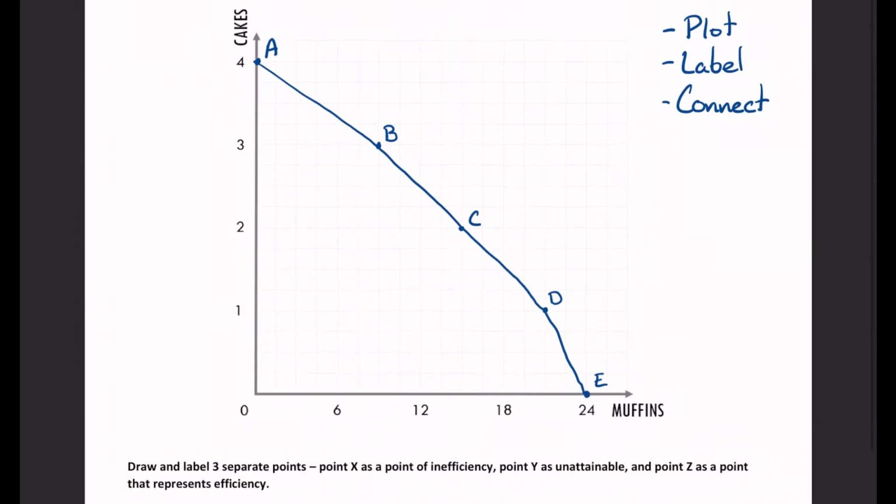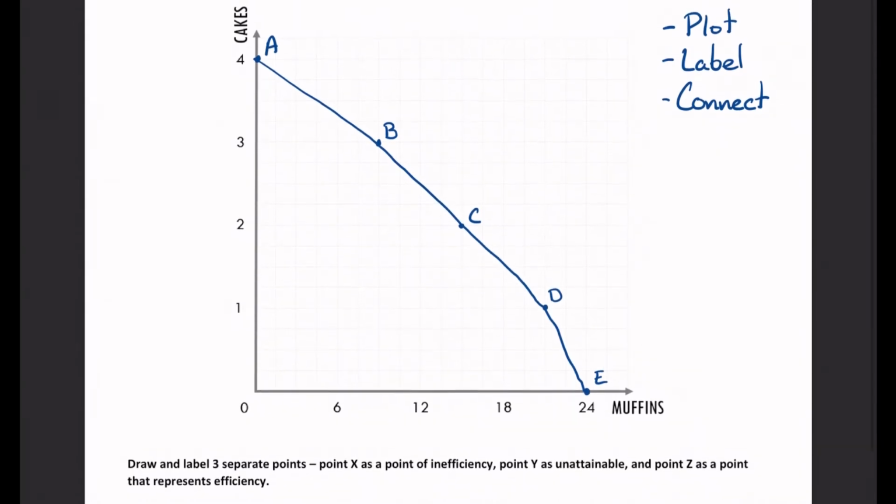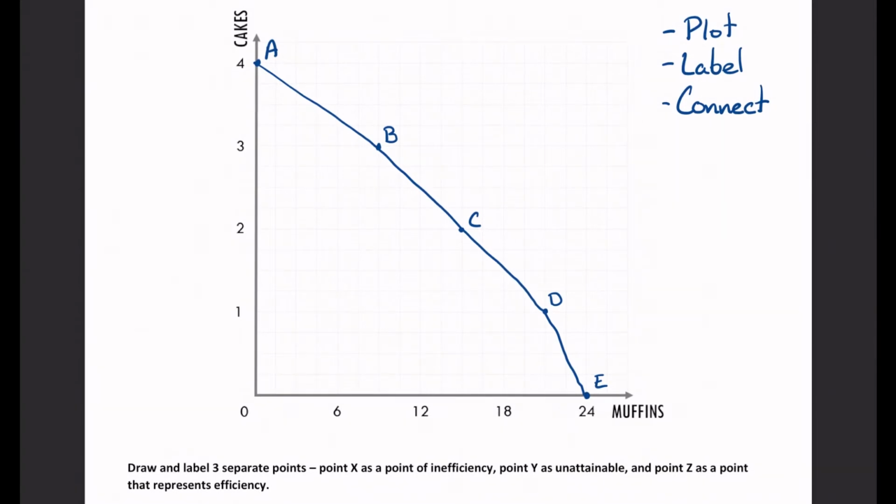So we go down here and it says, draw and label 3 separate points. Point X as a point of inefficiency, point Y as a point that's unattainable, and point Z that represents efficiency. So if we remember, and I'm going to do these in red, let's say that a point inside, is that representing inefficiency, being unattainable, or efficiency? Well, since it's inside of our production possibilities curve, since it's less than what we could be producing, we say that we're inefficient. And so that one's point X right there.